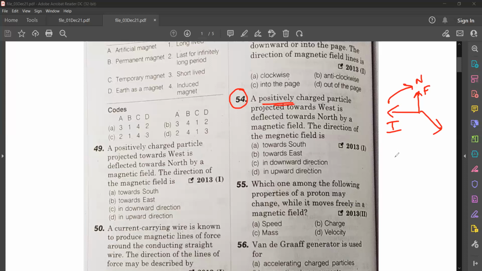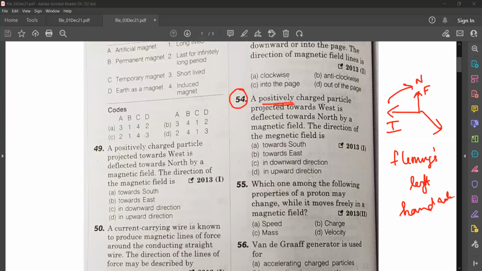So which rule you'll apply? You'll apply Fleming's left hand rule, isn't it? Okay, let's apply and tell me the answer. Take your left hand, point your thumb in the direction of force. Point your middle finger in the direction of magnetic field. Sorry, in the direction of current. Middle finger in the direction of current, thumb in the direction of force.